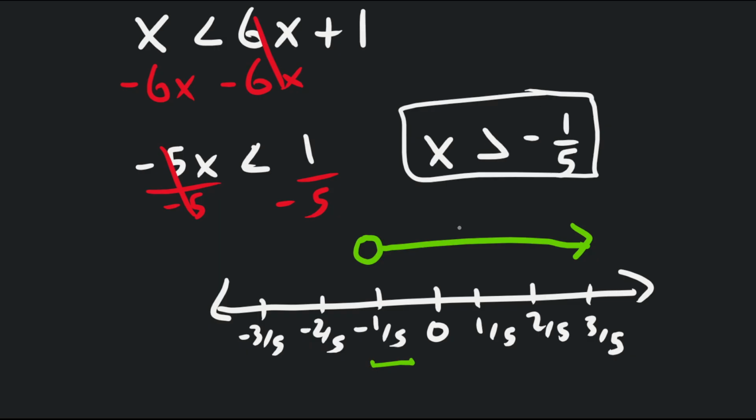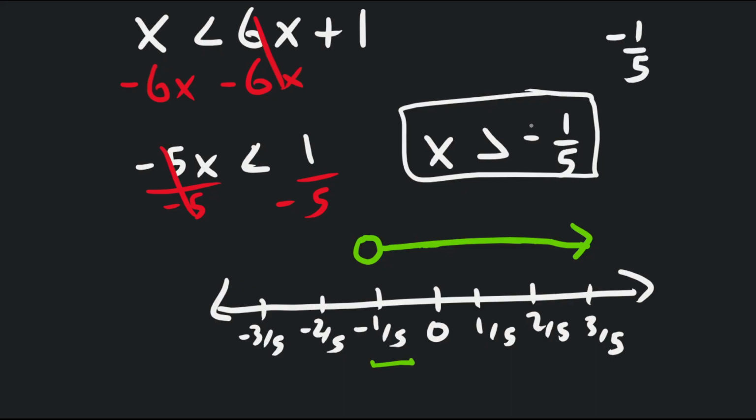And how do we represent this in interval notation? Well, looking at our green number line, what is the minimum value here? The lowest value on this green number line. So what's the leftmost value? If we go along this green arrow to the left, we have this open circle right here at negative 1/5. So we have negative 1/5.